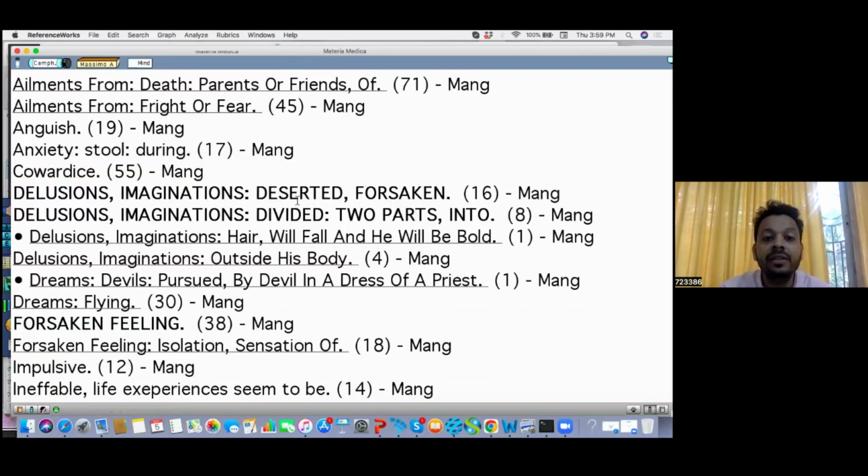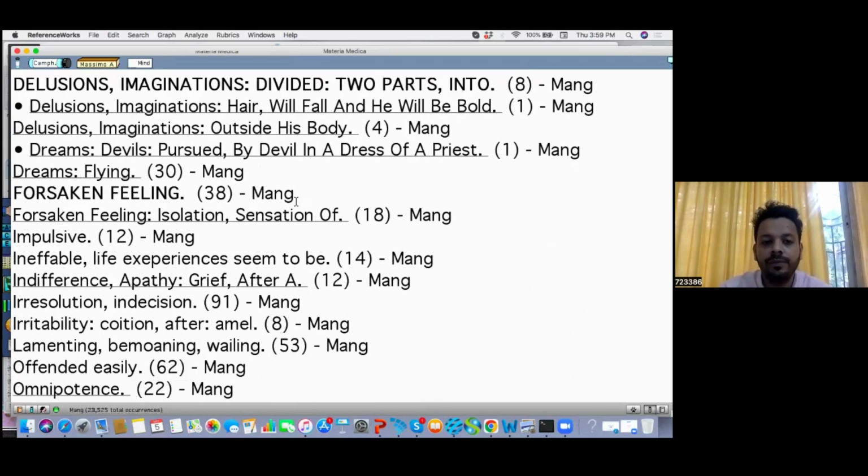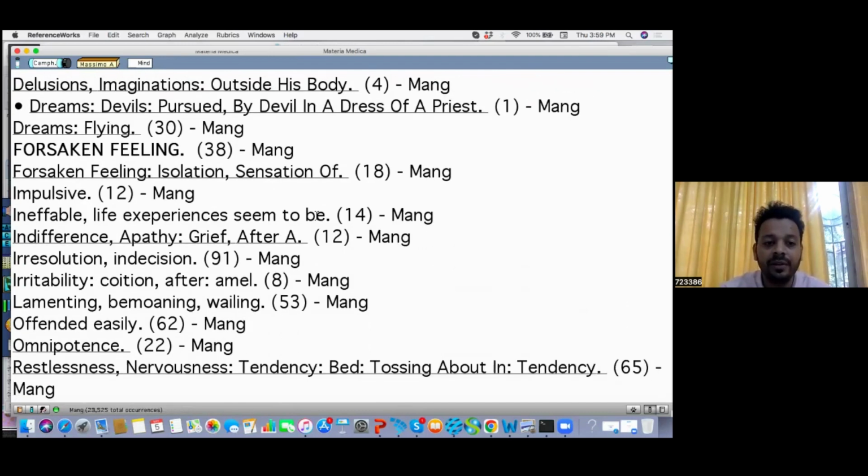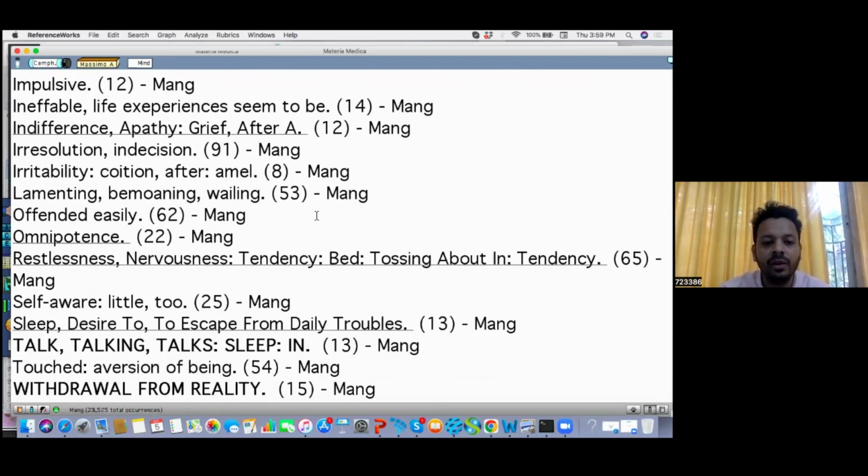Constant feeling of being deserted, also written by Manjliovori. Forsaken feeling, again written by Manjliovori. Gives you a good idea of withdrawal from reality. They want to go away from reality because the reality is too harsh. They may go into addiction, they may go into drugs, they may go into all these things. So that's a little pattern of Camphora.